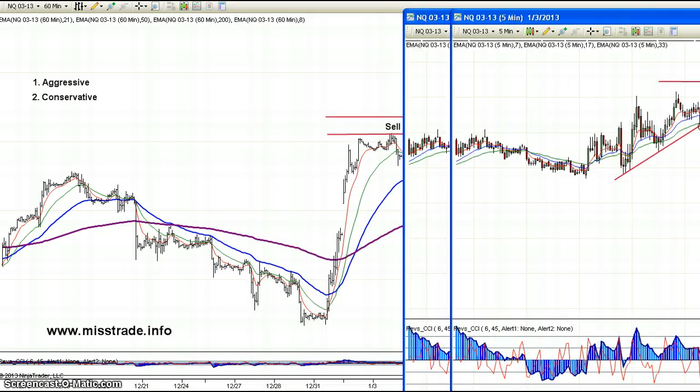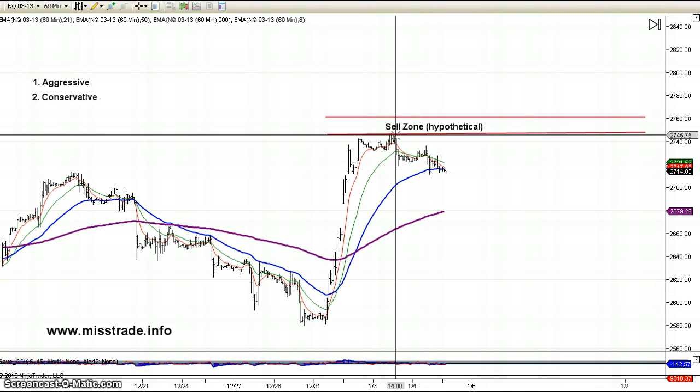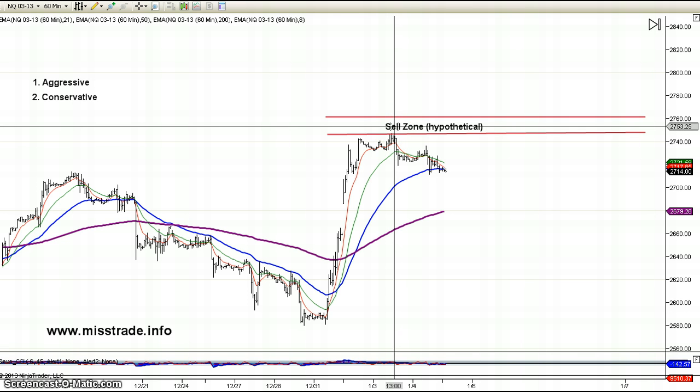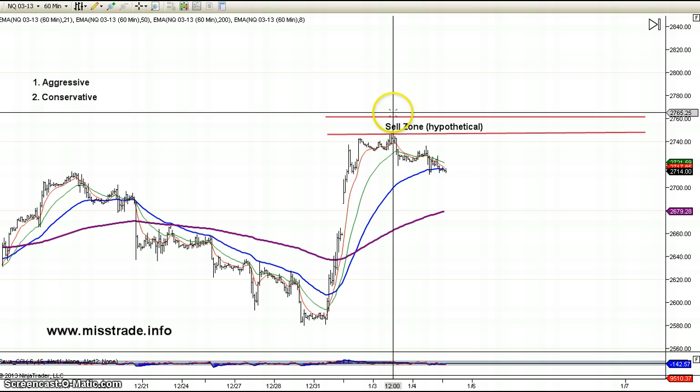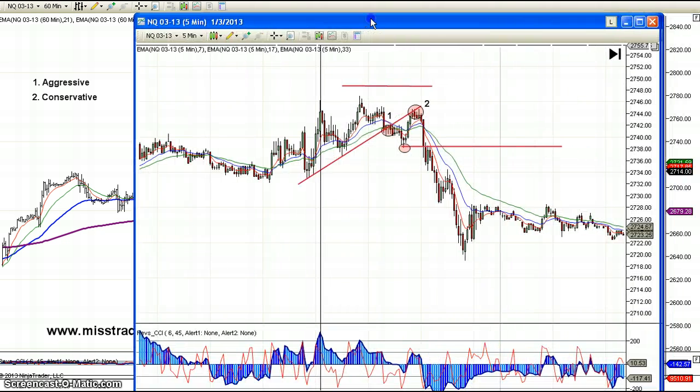So let's quickly take a look at this. We have the aggressive side, which we can enter at the bottom of the zone. We could also tear it off and enter some at the middle of the zone and the top of the zone, and our risk would be identified up here. The other style would be a conservative style.